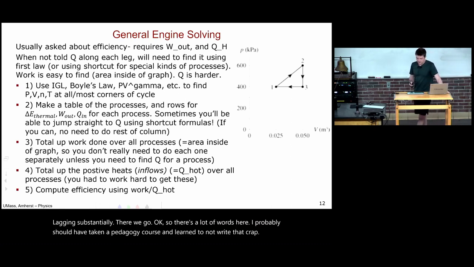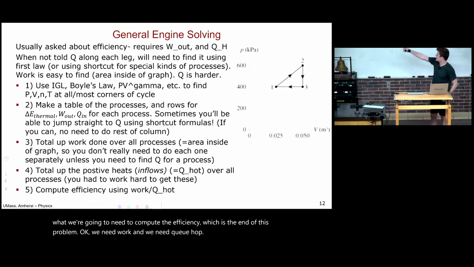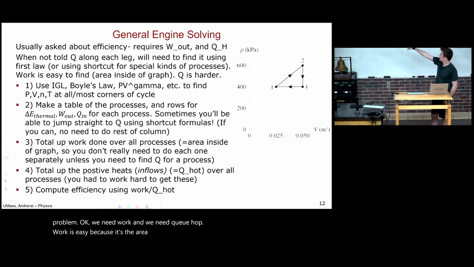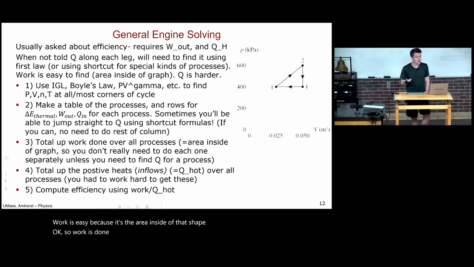All right, so just as a reminder, we are looking for work and Q hot. That is what we're going to need to compute the efficiency, which is the end of this problem. Work is easy because it's the area inside of that shape. So work is done. All we need is Q hot.